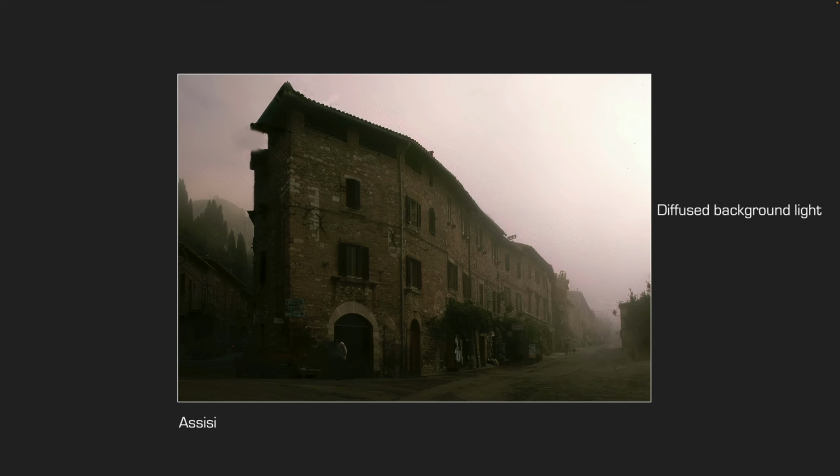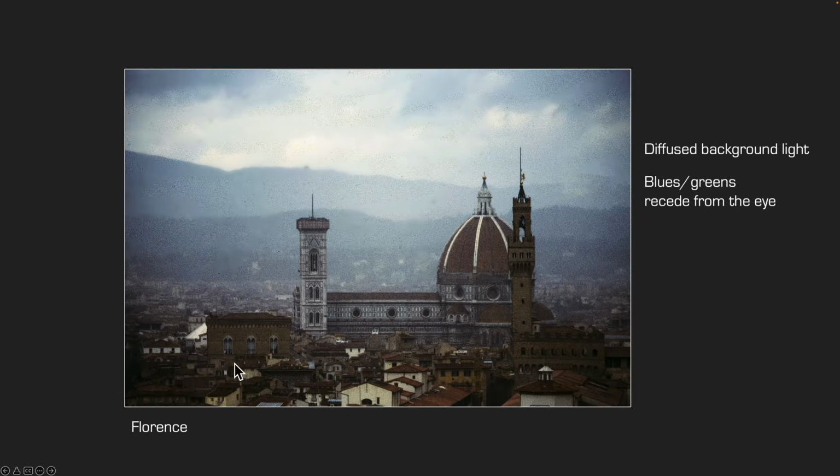So here in Assisi, I've taken advantage of this really diffuse background light. So your eye just goes and goes and goes. Now I kept a dark area over here because I don't want you going off here. I do want you staying within the confines of my photograph. Here's another one in Florence. I have diffused light back here. And also I've got blues and greens that go back further. Here are the warmer tones that come towards your eye.